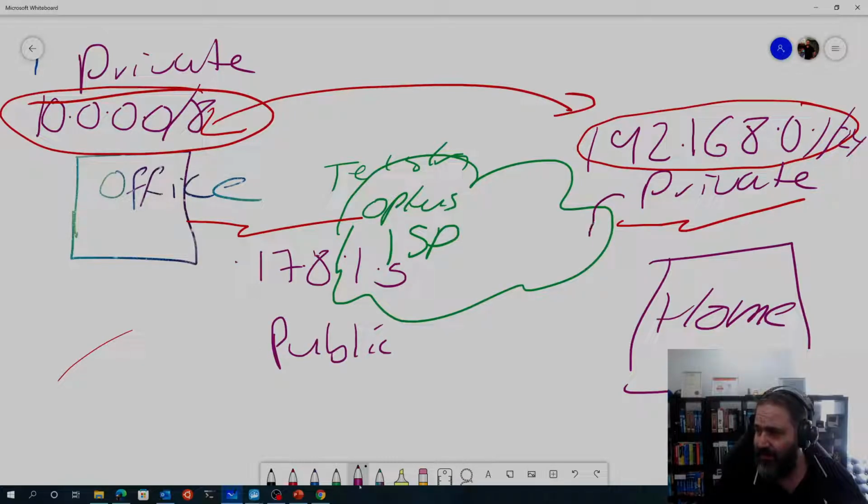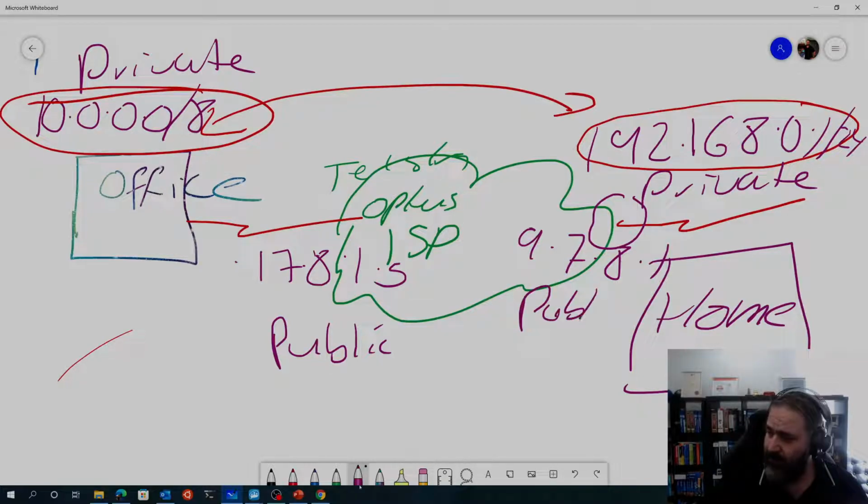On this side, Telstra, Optus, the ISP, whatever, gives us, it's DHCP. They're going to give us some random, or not really random, but we don't get to keep it, an IP address, a public IP address. It could be 9.7. I don't even know if this is a real one. I'm just making it up. But that's a public IP address.